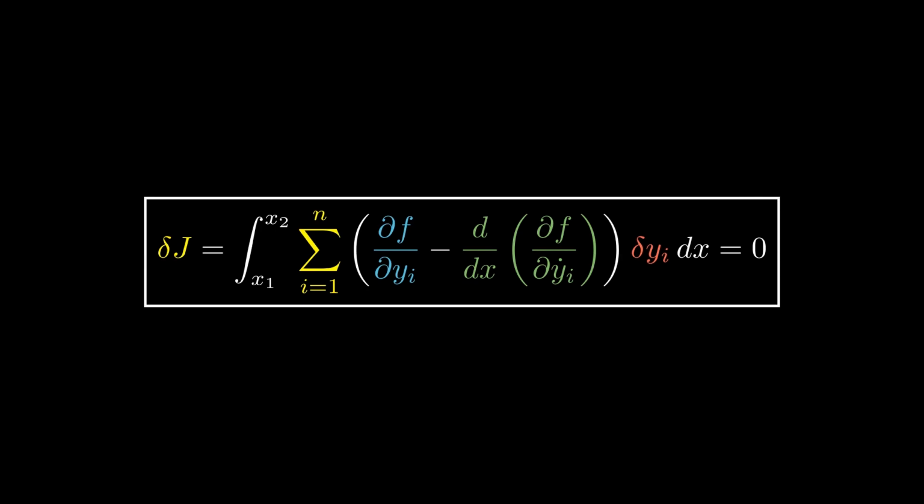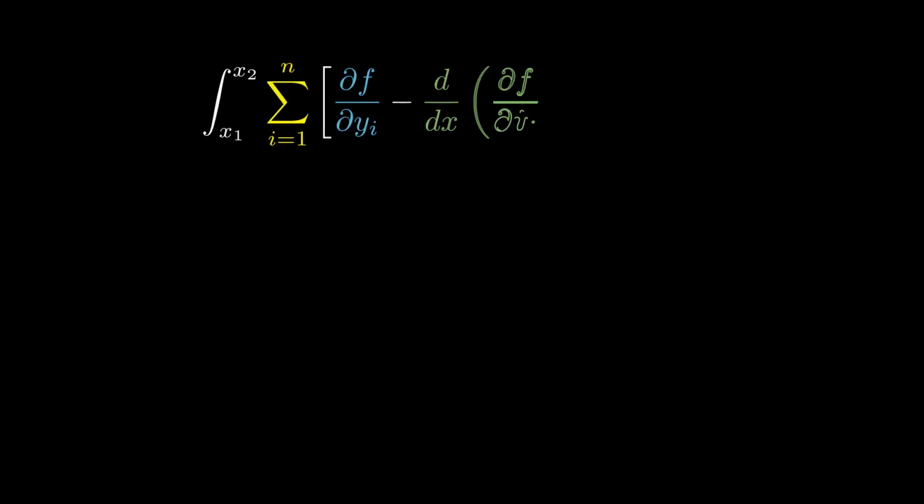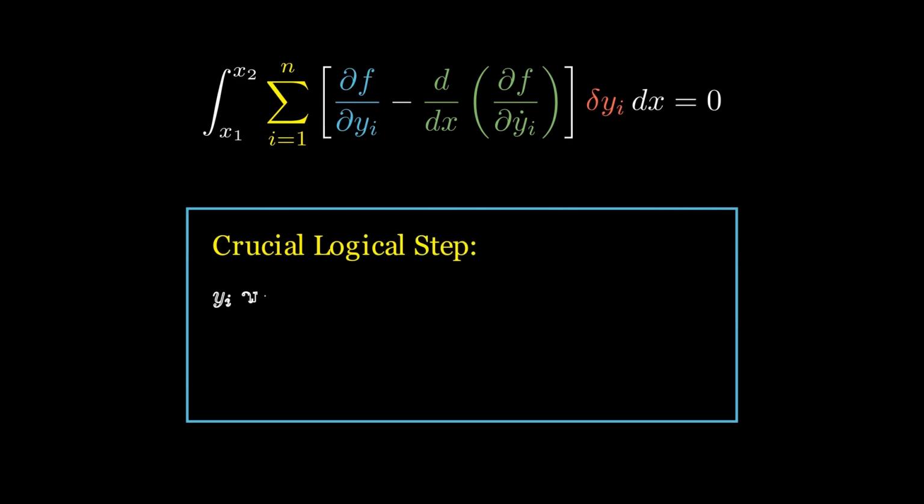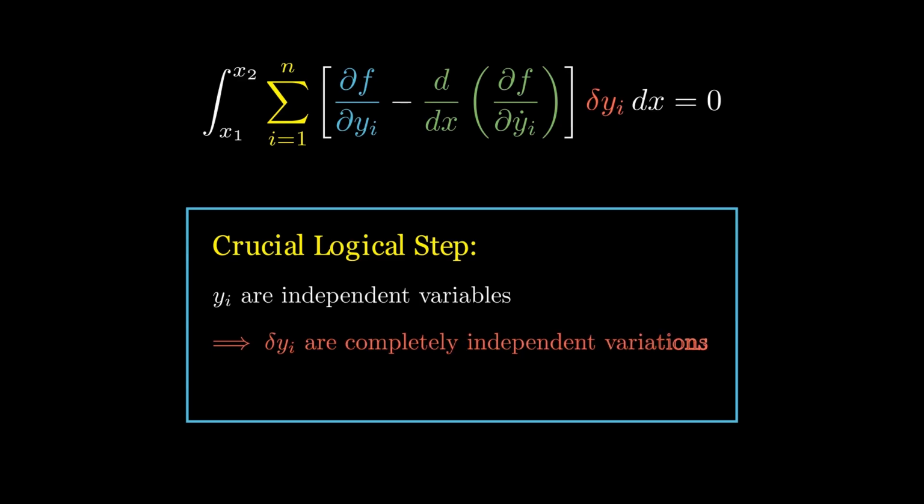Now we reach a crucial, pivotal logical step of the entire derivation. Look closely at this integral. It is the sum of n terms integrated over x. The whole thing must be equal to 0. Because the y variables are defined as independent variables, their variations delta yi are also completely independent of each other. The arbitrary function eta 1 of x has no relation to eta 2 of x. Therefore, we cannot rely on a positive contribution from one term in the sum cancelling out the negative contribution from another.